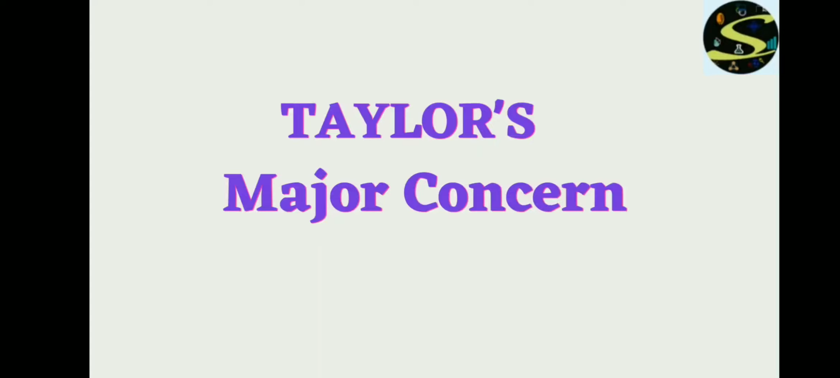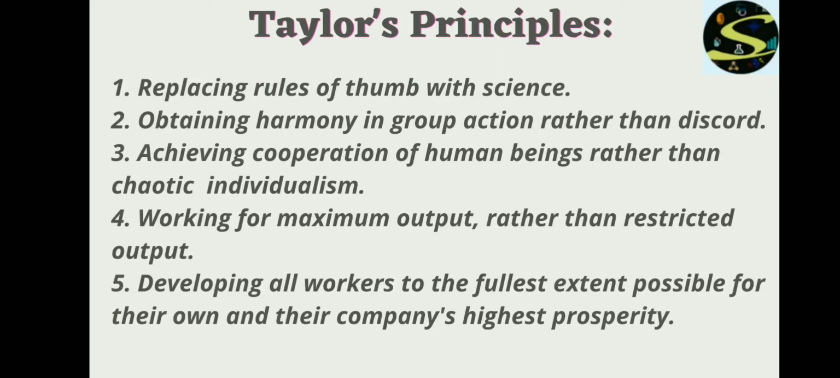Taylor proposed a few principles. First, replacing rules of thumb with science. Taylor believed that instead of using conventional methods, all industries should adopt the scientific techniques for essential management decisions. According to him, even the smallest activity can be done through proper scientific planning instead of rule of thumb.